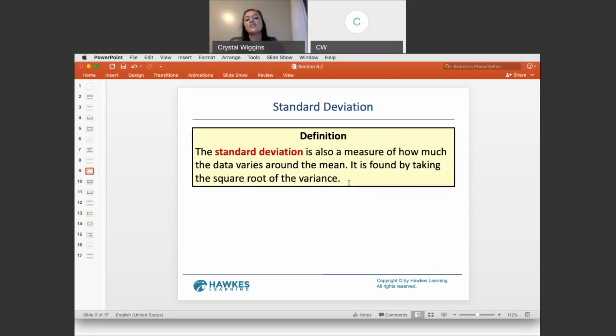Okay, standard deviation is also a measure of how much the data values vary around the mean. It is found by taking the square root of the variance. Standard deviation helps us determine the spread of the data. So if we have a very large standard deviation, we're going to see a very wide curve. If we have a small standard deviation, we're going to see a very tight-knit, closely compact curve.